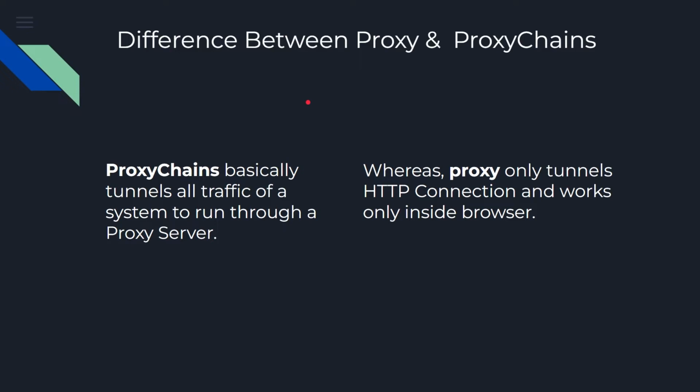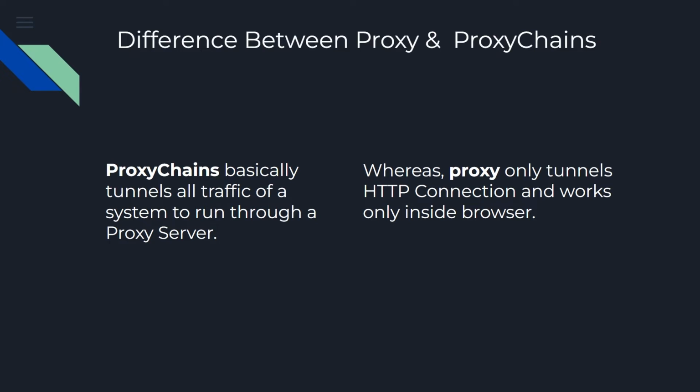Now, what is the main difference between proxy and proxy chains? Proxy chains tunnel all traffic from a system through a proxy server, whereas a proxy only tunnels HTTP connections and works only inside the browser. For example, take Burp Suite. Burp Suite is an example where a proxy is used for intercepting the traffic between you and the request you are sending to a server. So that is an example of a proxy, and proxy chains are a tool used for tunneling all the traffic from your system to a particular proxy server.